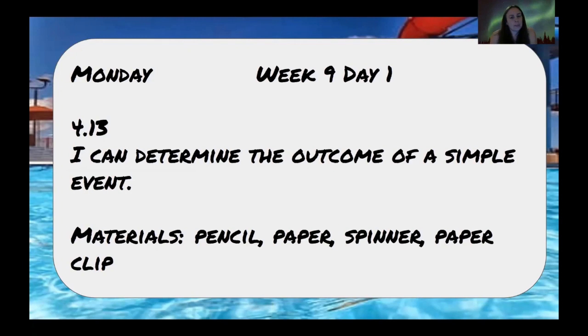Today, our I can statement is I can determine the outcome of a simple event. So we will be learning more about probability and understanding what a simple event is and how to figure out the outcome of that simple event. Our materials are a pencil, paper, spinner, and a paper clip.